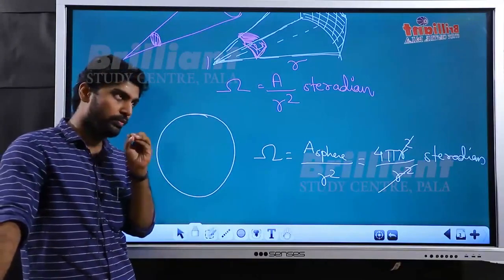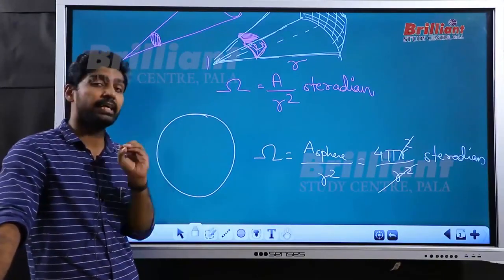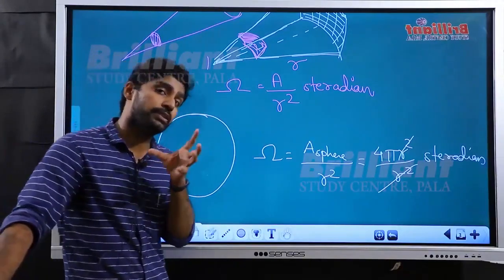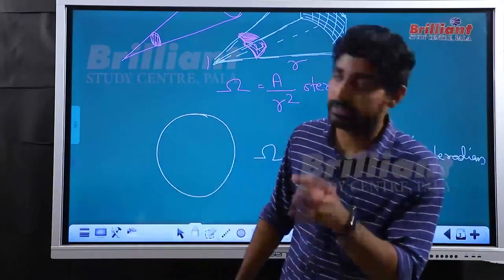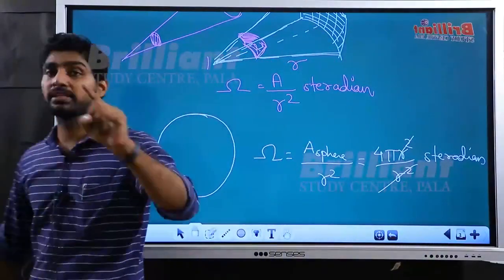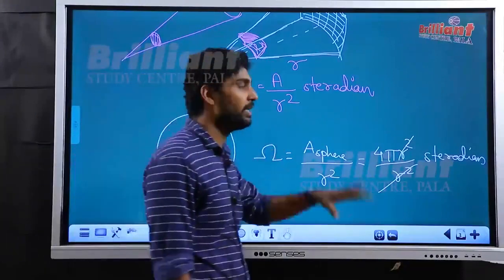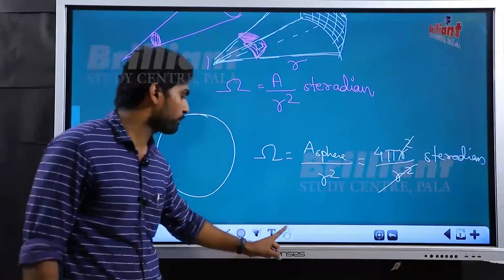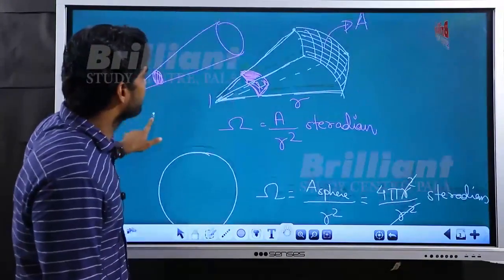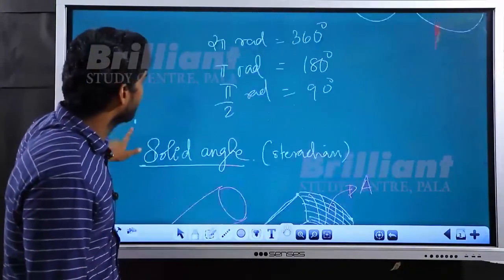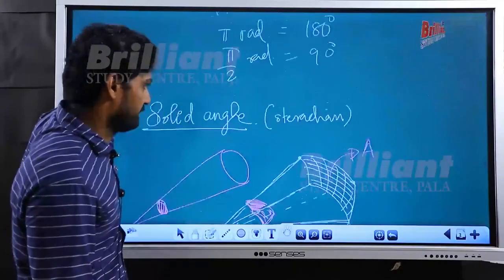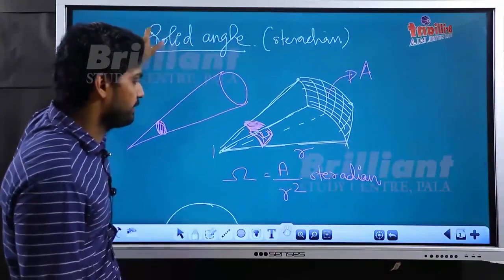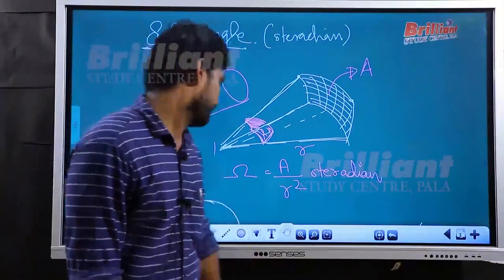Just like what we mentioned in the case of plane angle, the plane angle associated with the circle is 2 pi radians, and the solid angle associated with a sphere is 4 pi steradians. So these two quantities, plane angle and solid angle, and their units, radians and steradians, you will have to be familiar with.